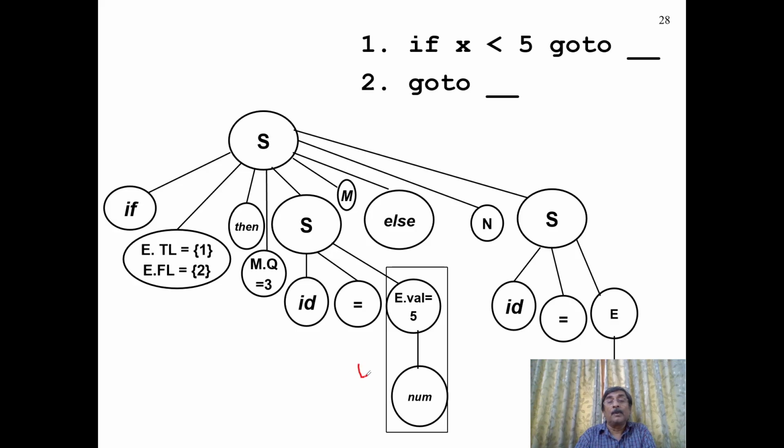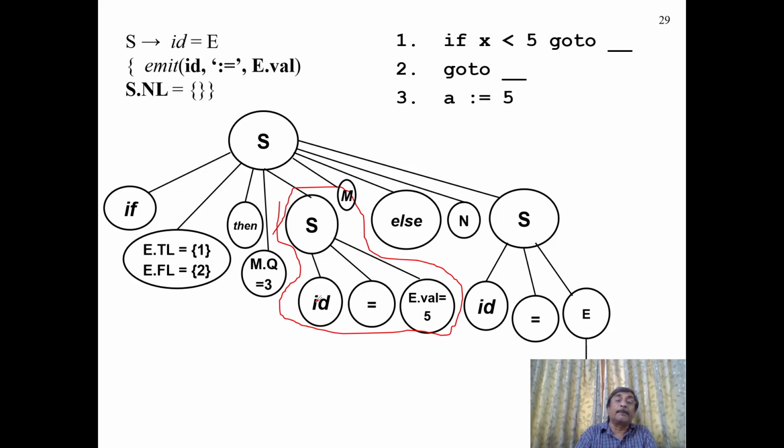And we all know that in this reduction, nothing will be generated, but the semantic action will take place, which is e dot val equal to 5. And then this particular statement will be taken care of, where one line will be emitted, that is a is assigned 5, and then the next list of s will be set to none.